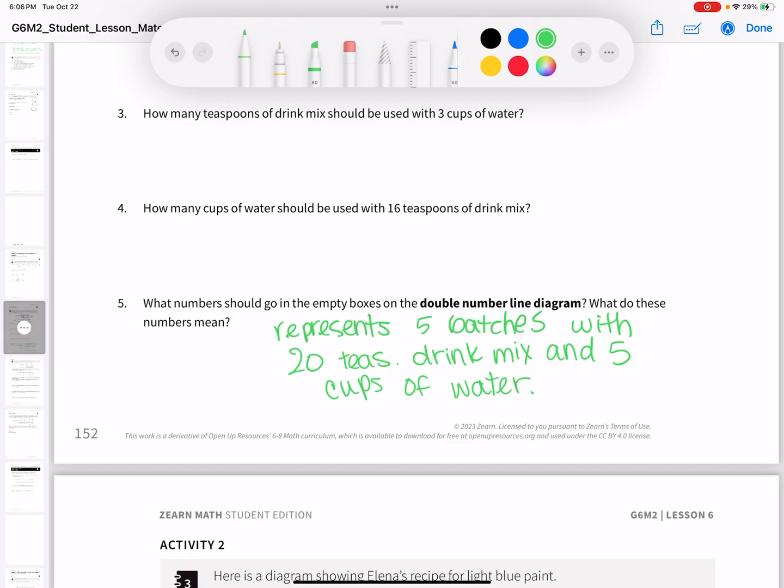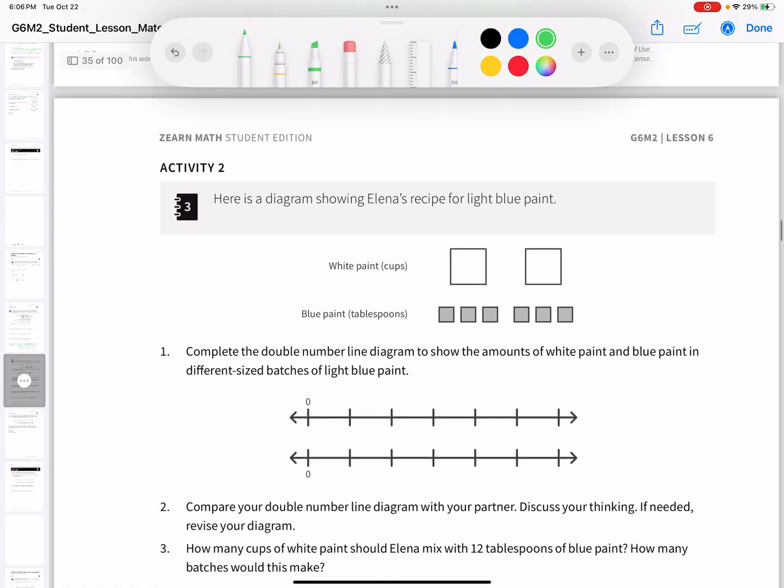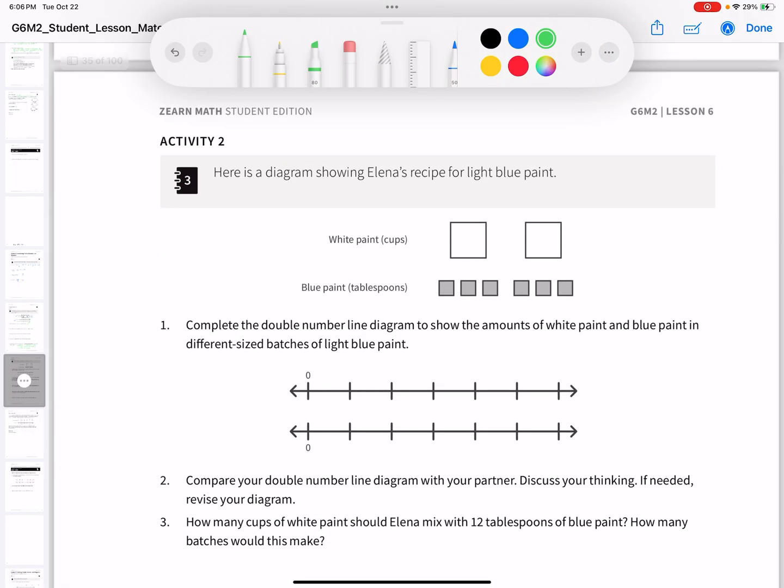All right, let's go on to activity 2. Here is a diagram showing Elena's recipe for light blue paint. So this is the recipe. So our ratio is for every 2 cups of white paint, she does 6 tablespoons of blue paint. Okay.